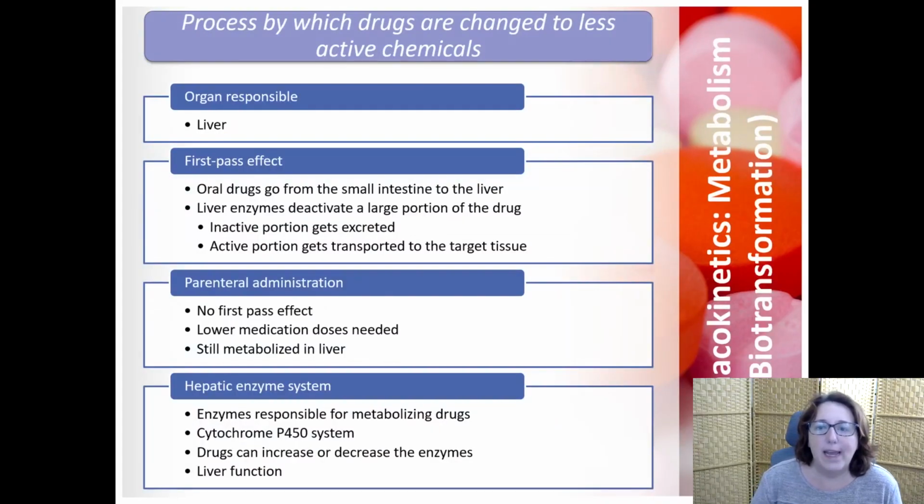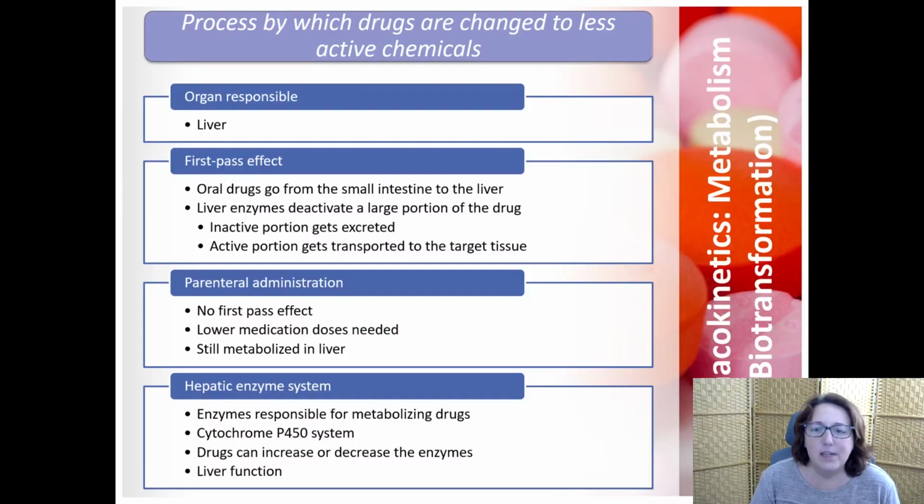Metabolism is the body's way to get rid of a foreign or toxic substance. With drugs, the body changes the drug to be less active and more easily excreted. Most drugs are metabolized by the liver. The kidneys, lungs, plasma, and intestinal mucosa can also metabolize some drugs, but the important one for metabolism is the liver.